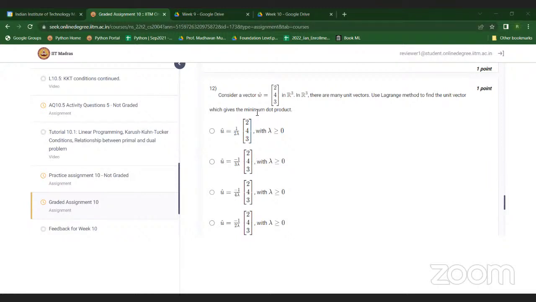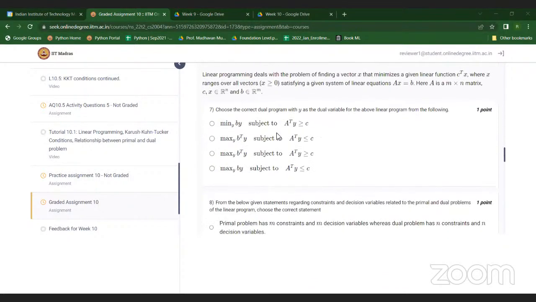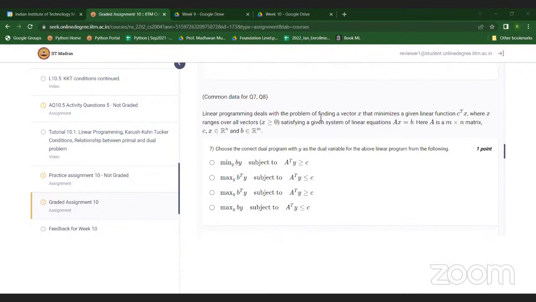And what are they asking in the 7th question, sir, graded? Seventh: linear programming deals with the problem of finding a vector x that minimizes a given linear function C transpose x, where x ranges over all vectors satisfying the given conditions Ax equals b. Here A is an m cross n matrix. Choose the correct dual problem with y as a dual variable for the above linear program.